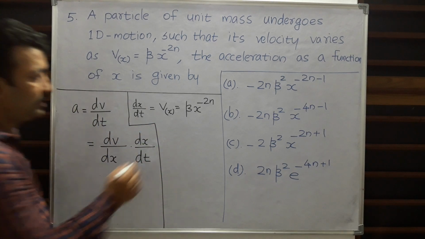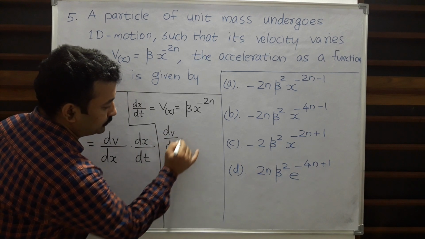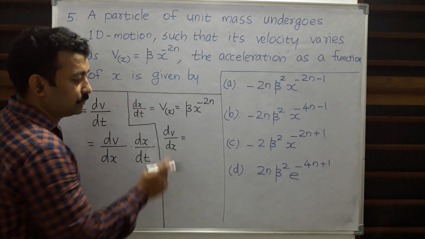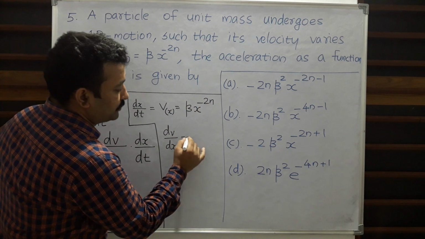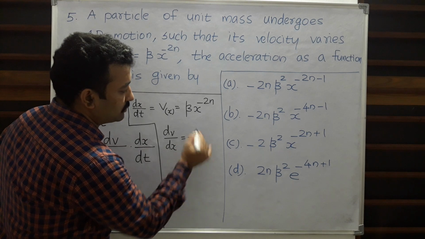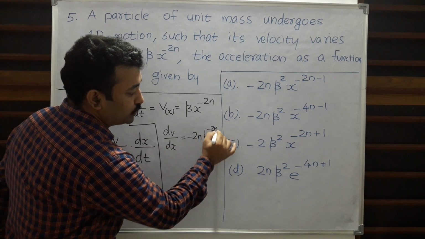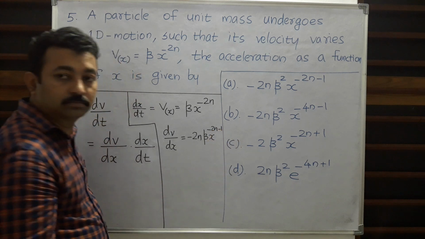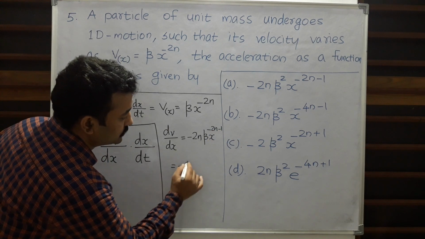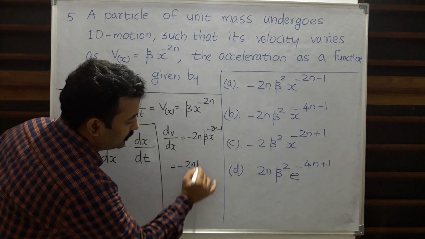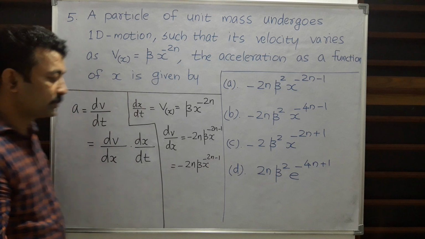Now let us proceed with dv divided by dx. What is dv divided by dx? Differentiating this with respect to x, x to the power minus 2n will become minus 2n. Beta is a constant. X to the power minus 2n minus 1. Or I can write this one as minus 2n beta x to the power minus 2n minus 1.